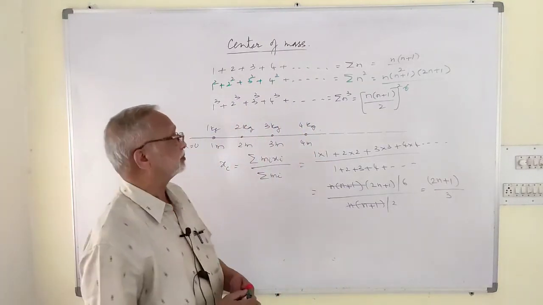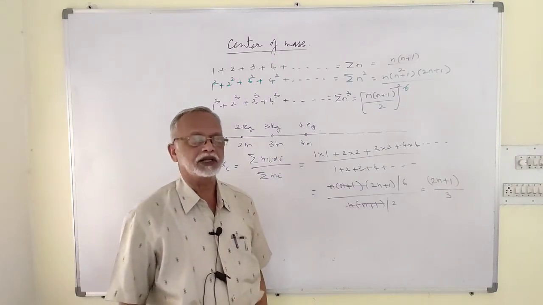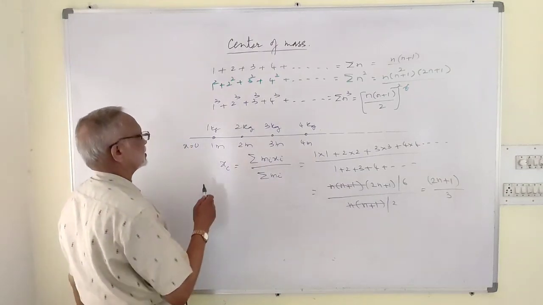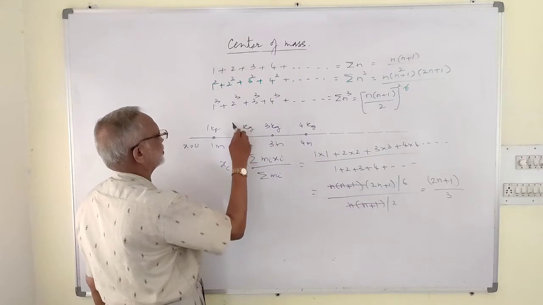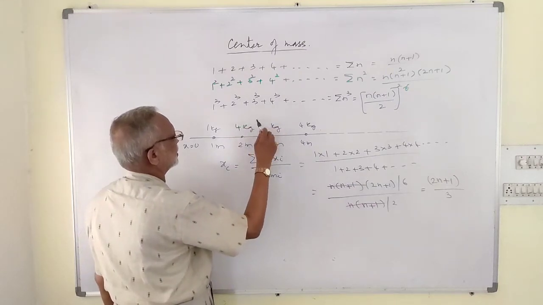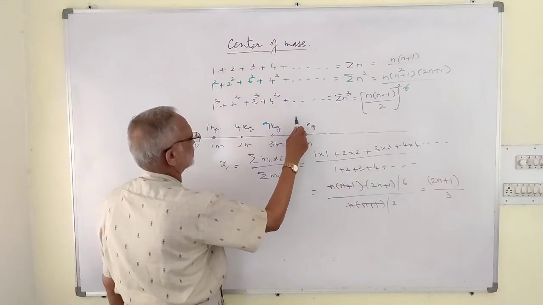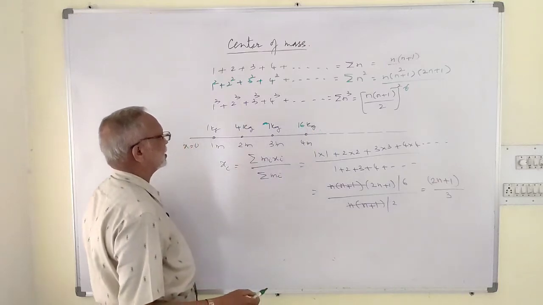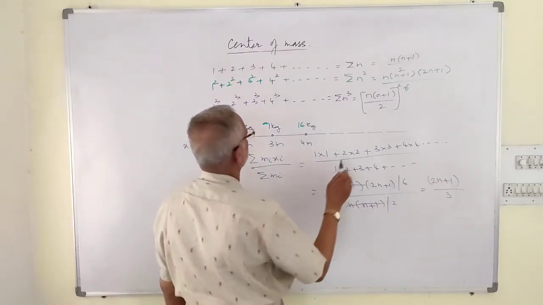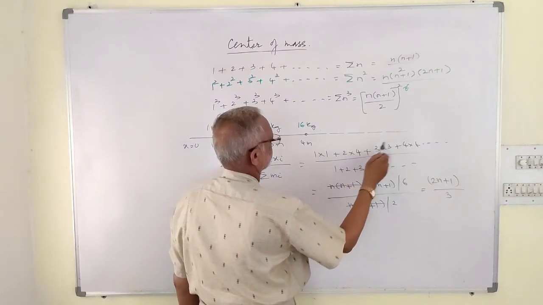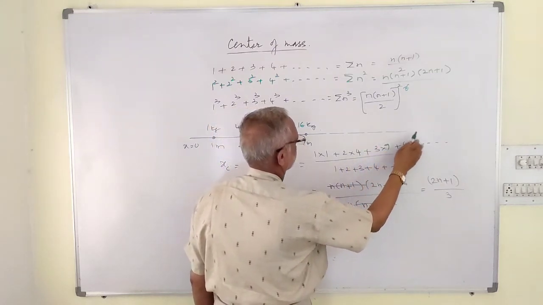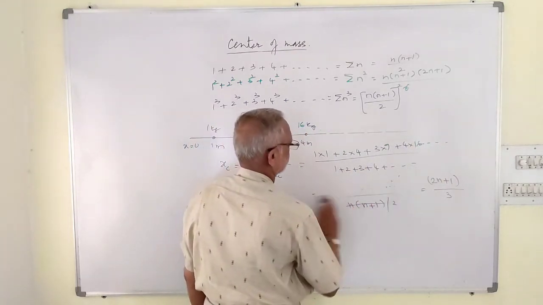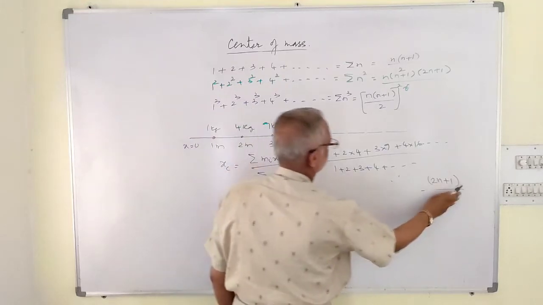I hope it is clear to you. Now let us take another similar problem. So here the bodies are having masses 1 kg, 4 kg, 9 kg, 16 kg and so on. Then the numerator will become 1 into 1, 2 into 4, 3 into 9, 4 into 16 divided by this. So the numerator is a series of cubes.